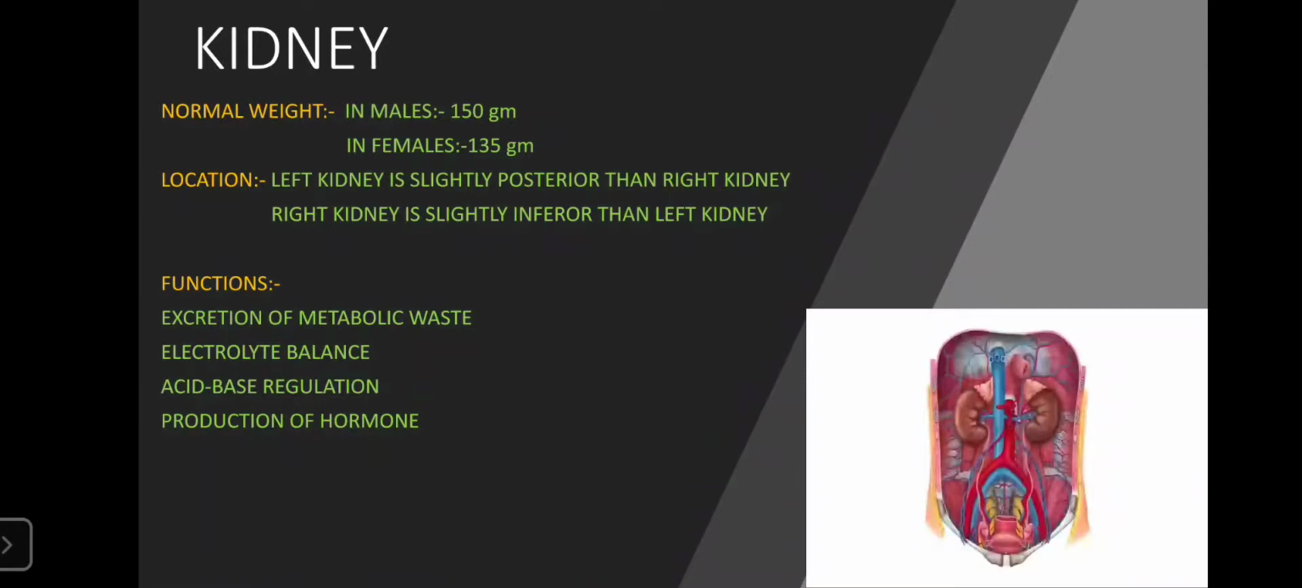So the functions of the kidney are: the kidney has the important function of excretion of metabolic waste such as urea and uric acid. It is also helpful in the maintenance of electrolyte balance. The kidney also regulates the acid base level in the body, and is very helpful in the production of hormones like erythropoietin, which is responsible for erythropoiesis.